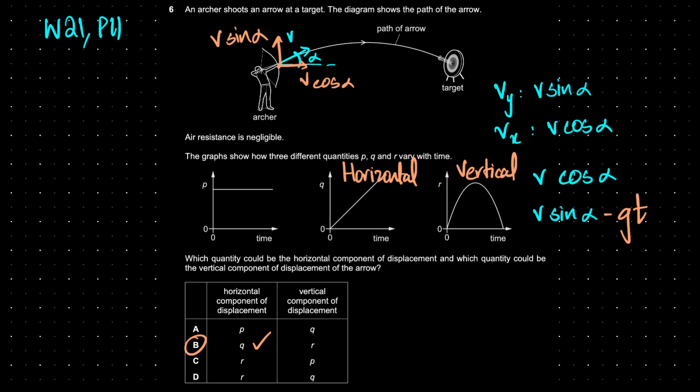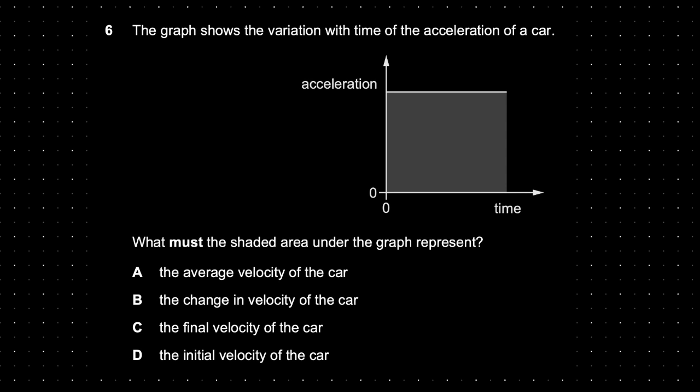Let's go on to the last question. Oof, even I'm getting tired of these questions, but hang in there, we're almost done. So this is winter 21 paper 13. Again, a question related to graphs. The graph shows the variation with time of the acceleration of a car. What must the shaded area under the graph represent?